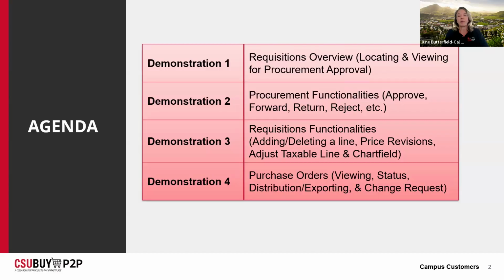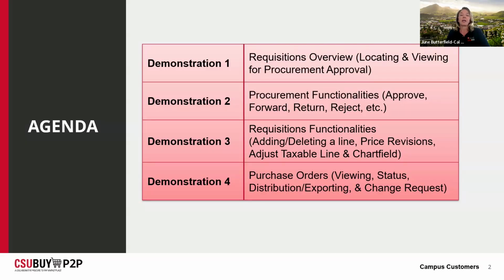Next, we'll dive into procurement functionalities. We'll walk through how to approve, forward, return, etc. Understanding these actions ensures a smooth approval process and prevents any unnecessary delays. For our third demonstration, Ashley will explore the additional requisition functionalities, such as adding or deleting a line, making price revisions, and adjusting taxable lines and chart field information. These tasks are essential for making necessary modifications to requisitions before approval.